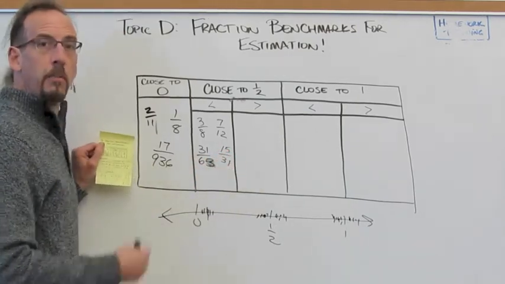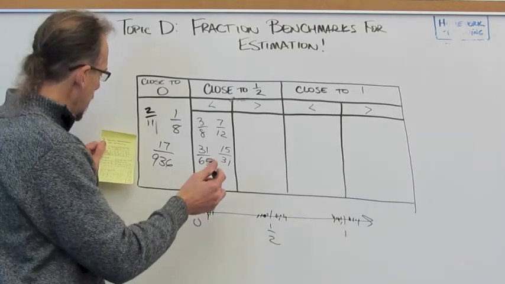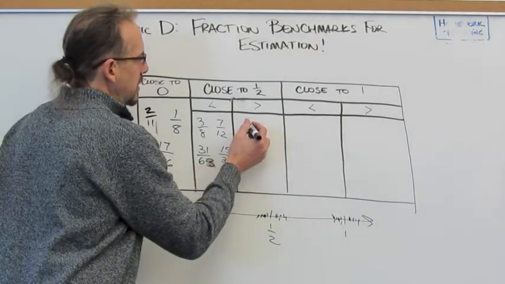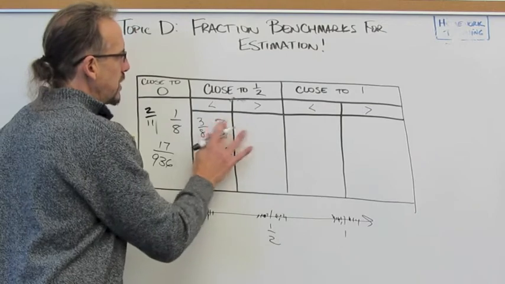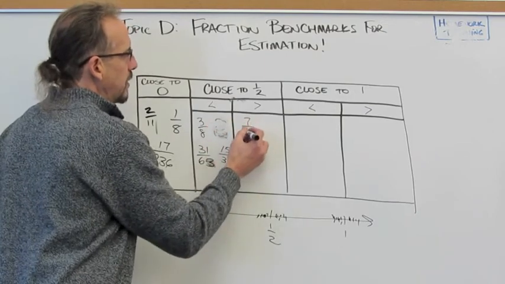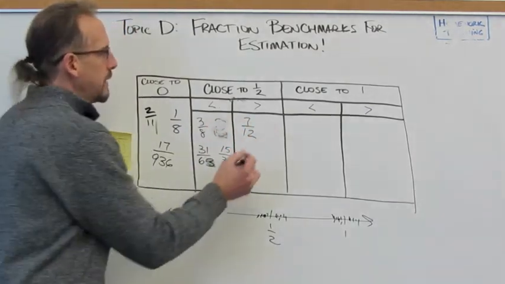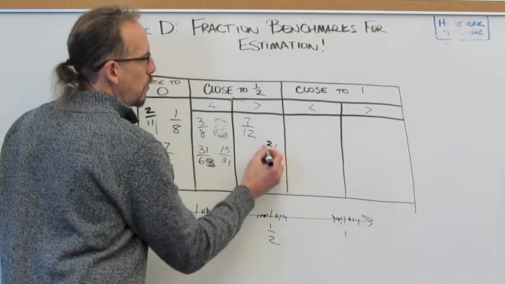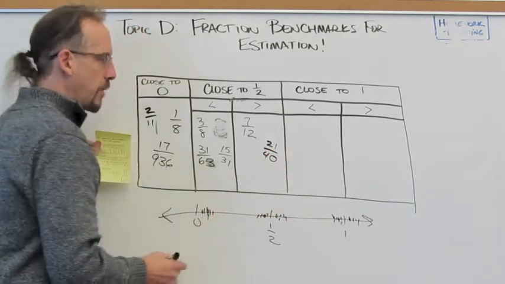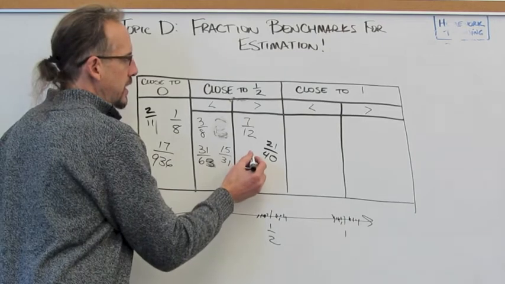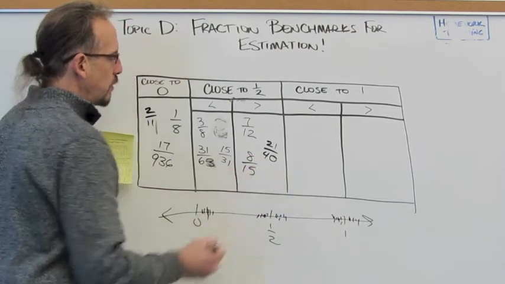And the ones that are a little bigger than a half would look like this. Oh, sorry, I put one over there. 7/12 would go over there. 21/40 would go over there. 8/15 would go over there.